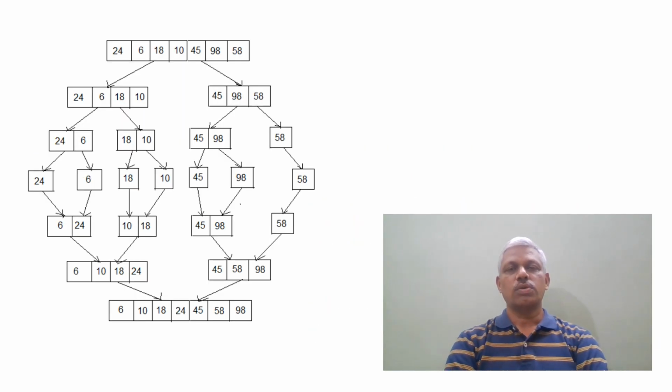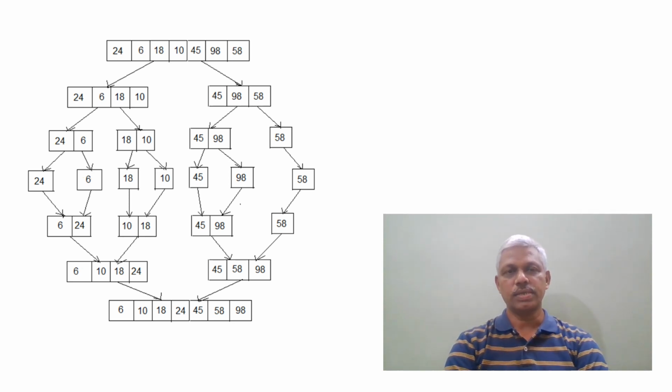Now, straight away, let us go into an example consisting of 7 elements: 24, 6, 18, 10, 45, 98, and 58. In the first step, we divide the array into two smaller subarrays: 24, 6, 18, 10 and 45, 98, 58. Again, progressively, the first subarray is divided into two parts: 24, 6 is divided into 24 and 6. Likewise, 18, 10 is divided into 18 and 10. 45, 98 is divided into 45 and 98, and 58 is a single cell. So at this stage, there are 7 subarrays where each subarray consists of a single element.